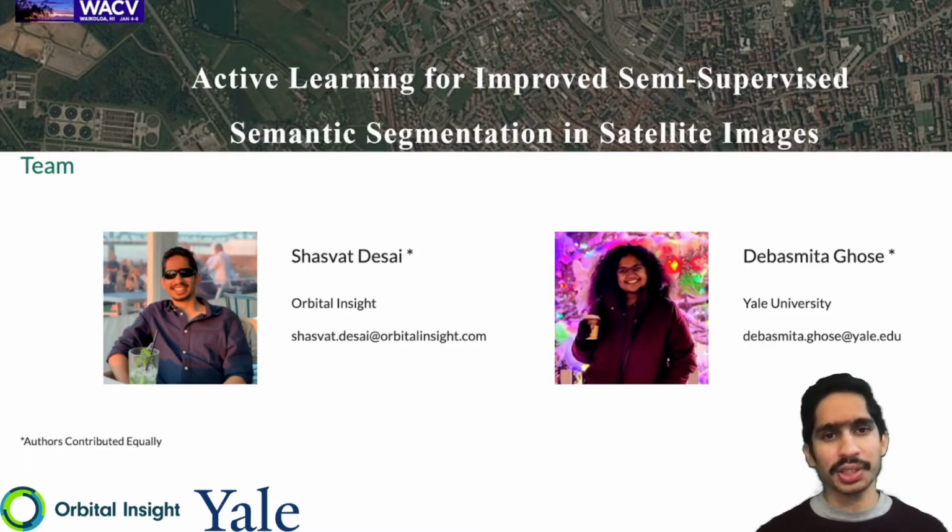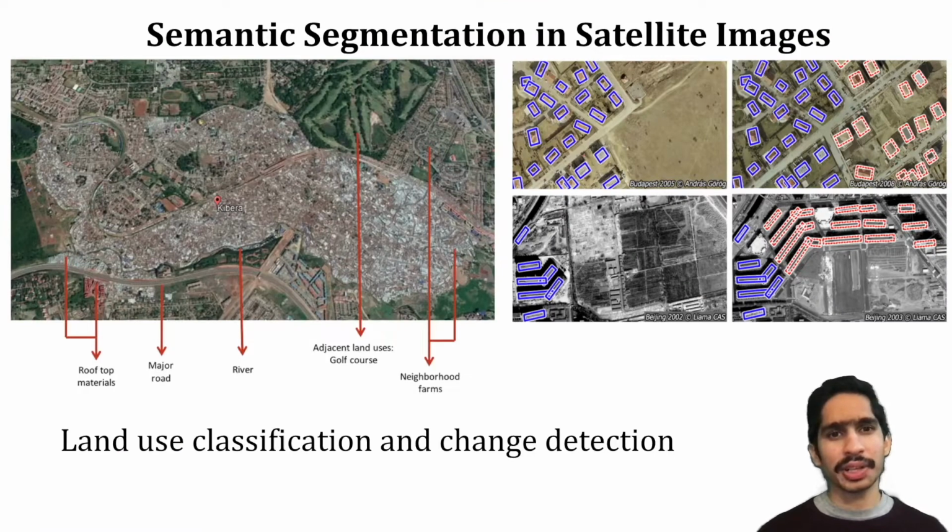Hello, my name is Shasvat and I'll be presenting our work on active learning for improved semi-supervised segmentation on satellite images. Semantic segmentation has vast applications in the remote sensing domain, ranging from land use classification to change detection to monitoring forest fires and many more.